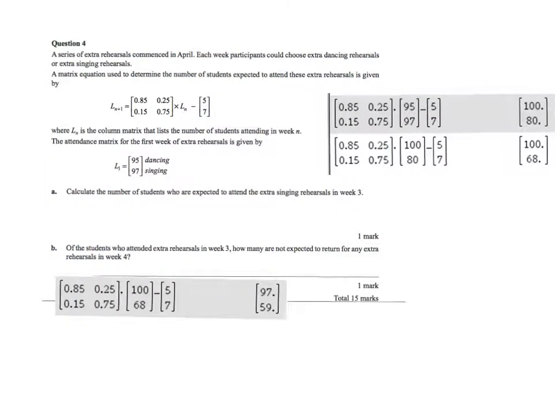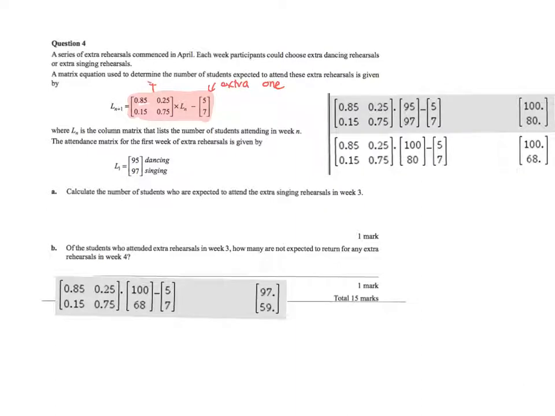So here is another exam question. This was going on about, I think we used this example in the other ones. A series of extra rehearsals commenced in April. Each week the participants could choose extra dancing rehearsals or extra singing rehearsals. The matrix equation used to determine the number of students expected at each of these rehearsals is given by... Can you see that the rule here has this extra bit, so extra one? That means you can't use the power trick. So we're going to have to do it step by step.